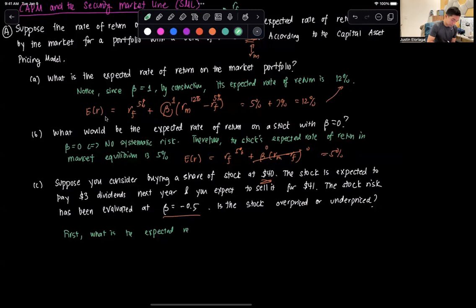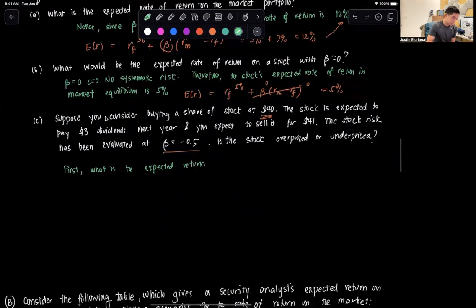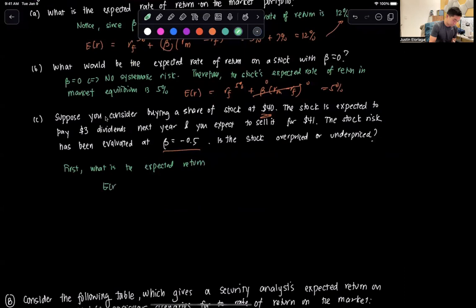We can just use the SML, the security market line equation. ER equals RF plus beta times RM minus RF. This is equal to 5% plus negative 0.5 times 12% minus 5%. If you calculate this, you get a rate of return of 1.5%.